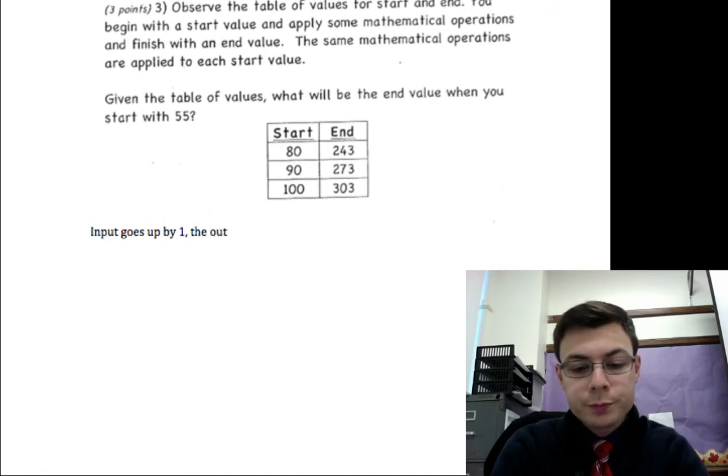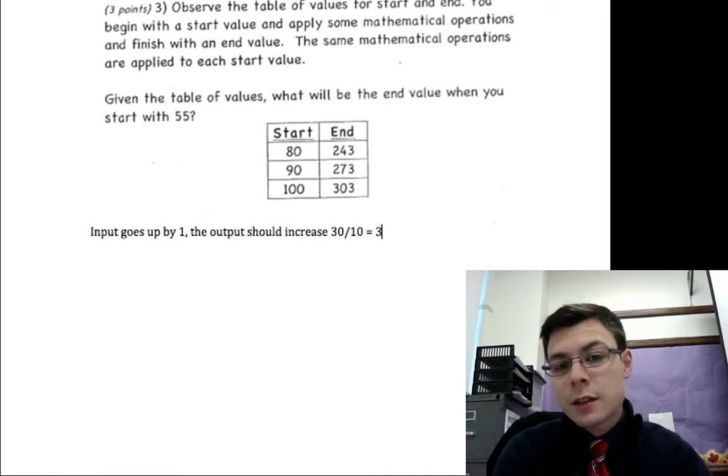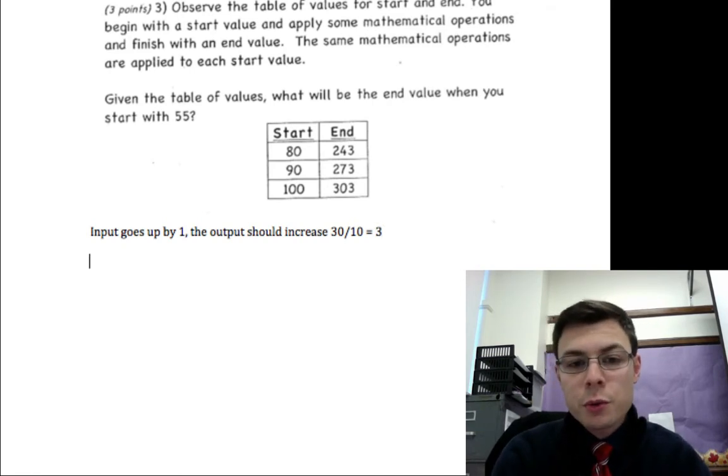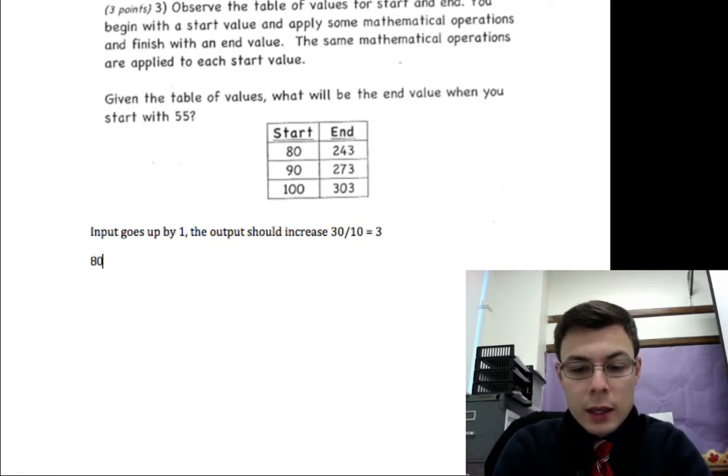the output should increase by 30 divided by 10, which equals 3. Okay? So that tells us that the first thing we're doing with the input is multiplying by 3. Now, once I multiply it by 3, what do I still need to do? Well, 80 times 3 gives me 240. And I want to get to 243, so I'm just going to have to add 3.